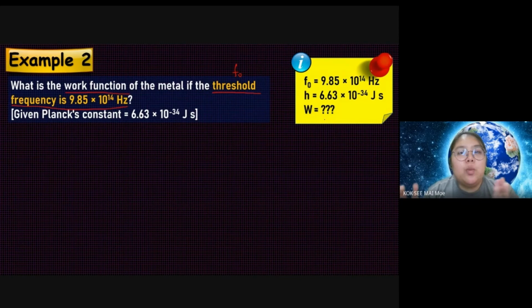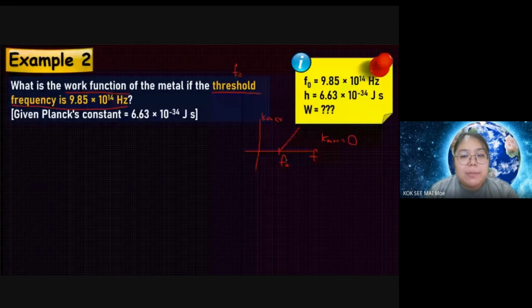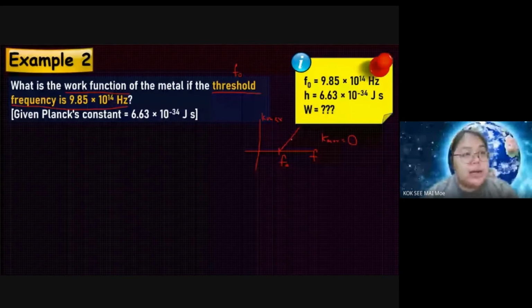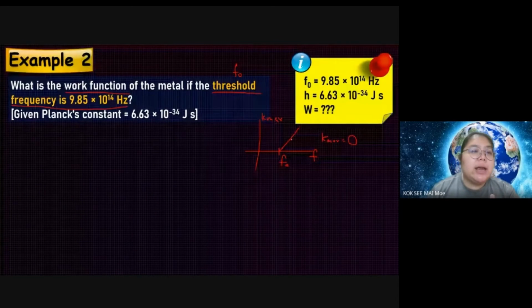So from here, what situation do we call a threshold frequency? You remember the graph, like this one. Then this part is the threshold frequency, when the graph is K max versus frequency. So that means when you get threshold frequency, the K max is how many? K max is 0, then you're using threshold. If the K max is not 0, you cannot use threshold. For this situation, we know kinetic energy is 0.